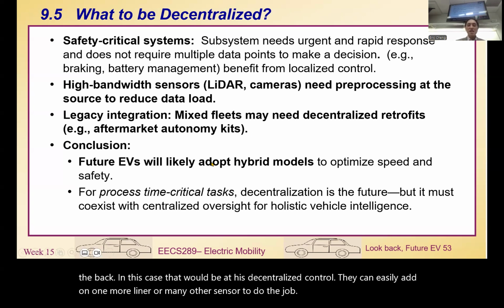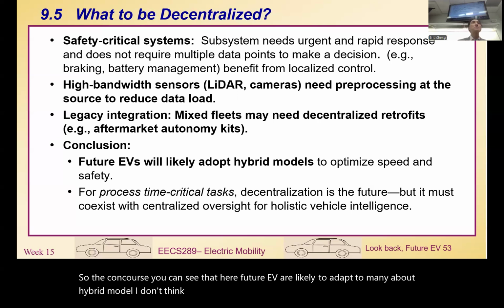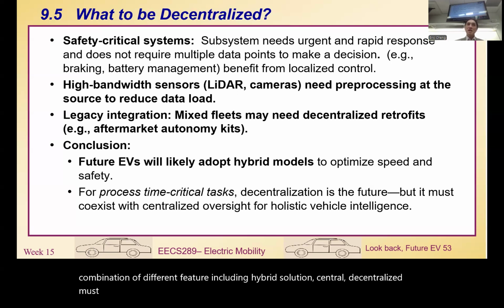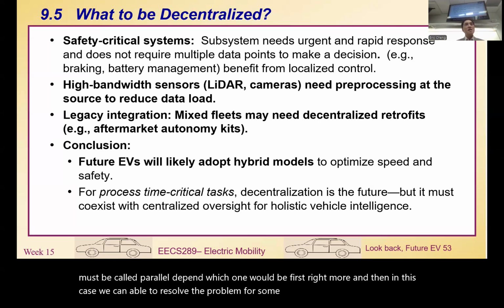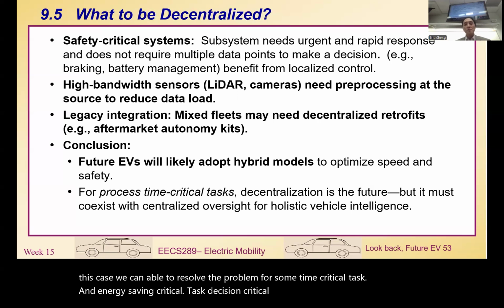So the conclusion, you can see here, is that future EVs are likely to adopt mainly a hybrid model. I don't think any vehicle will use only a single model. They need a combination of different features, including hybrid solutions. Centralized and decentralized must exist in parallel, depending on which one comes first. In this case, we can resolve the problem for time critical tasks, energy saving critical tasks, and decision critical tasks.